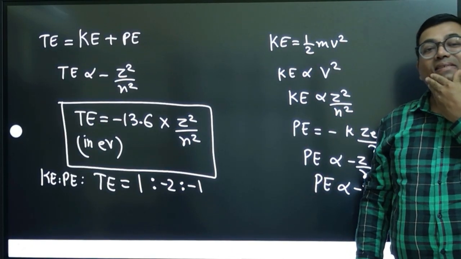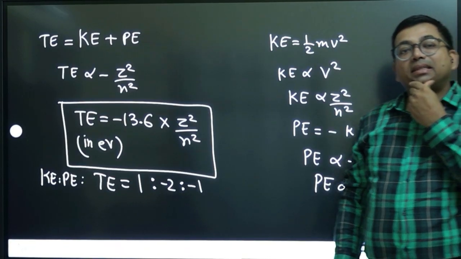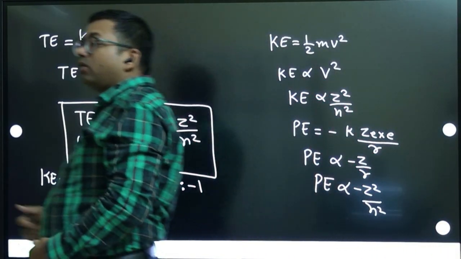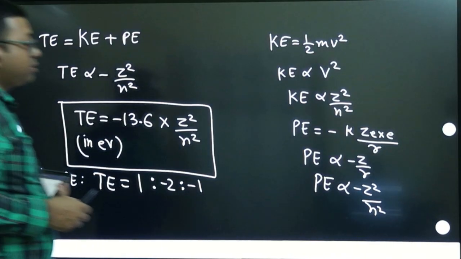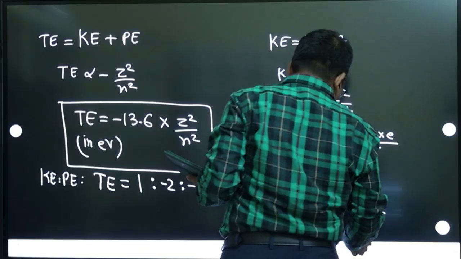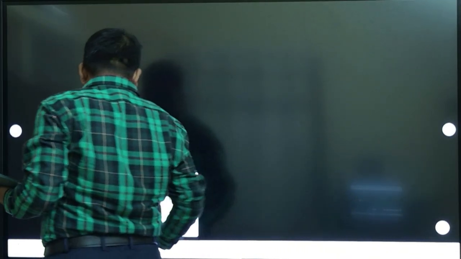This is our energy equation, the total energy of the orbit. We should remember that. Okay. Then what else? Then the energy level diagram. I will write it. You must remember this if you want to solve questions fast. Very, very important. Energy level diagram.